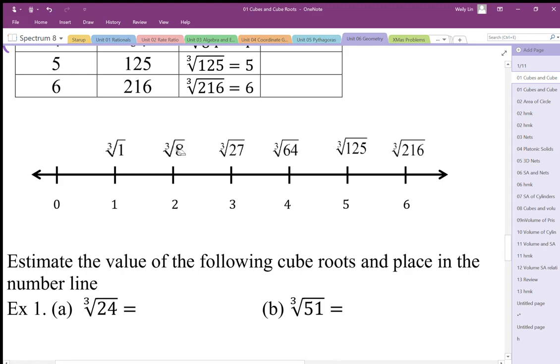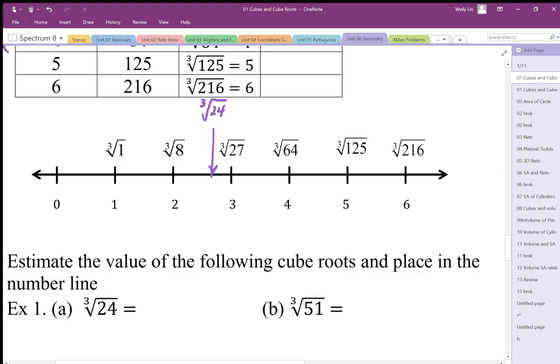So the side length on the bottom here, to get a volume of 24, I have to have a bigger volume than 8. But I also have to have a smaller volume than 27, so it's got to be in here. So my side length has got to be between 2 and 3. So I'm just going to put it anywhere in between, which is going to be good enough as an estimate. So the cube root of 24 is going to be right about there.